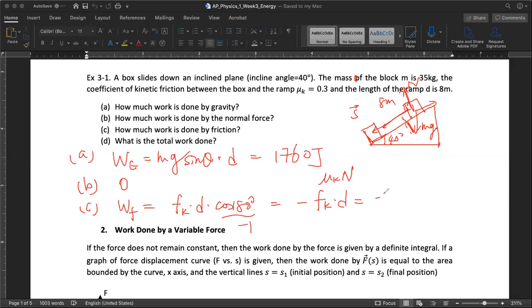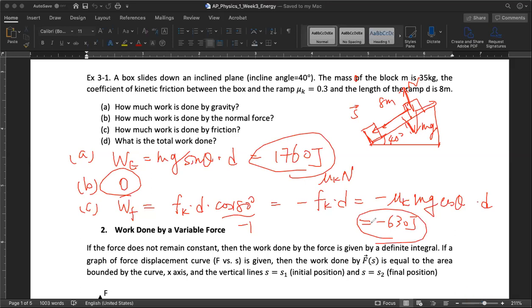So it's negative mu k times N. N can be gotten from the other component. N will be balanced with the other component of the gravity, mg cosine theta, times d, right? And that gives you another negative 630 joule. Okay, what is the total work done? Sum them up, right? The answer should be 1130 joule for the total.